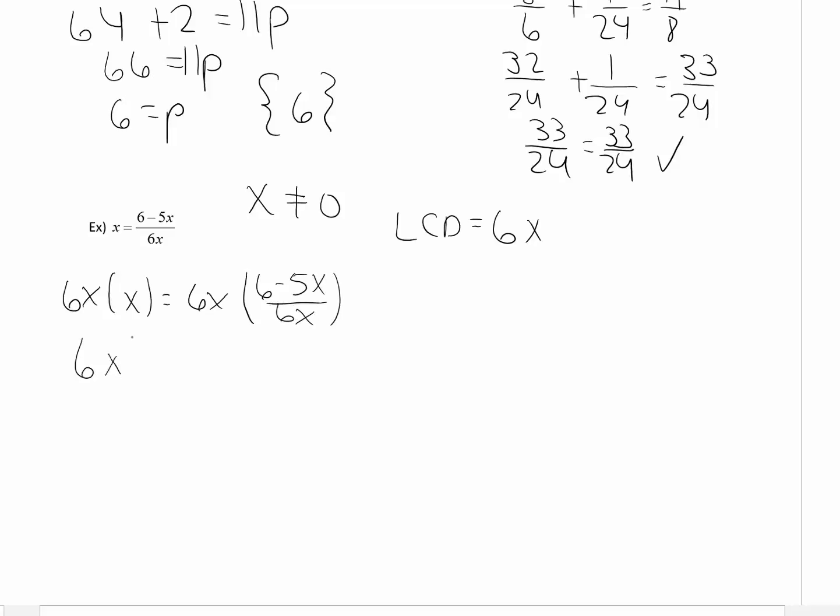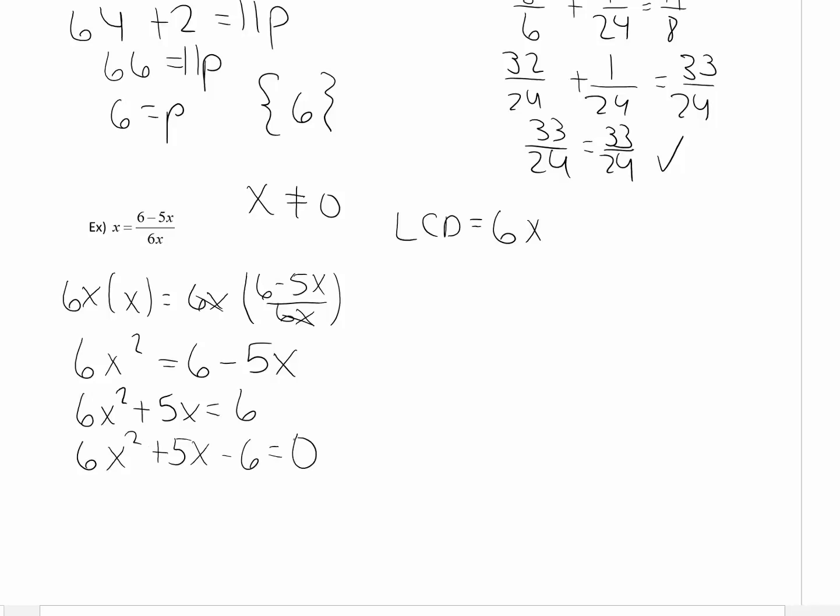On the left, we have 6x squared. On the right, they divide out. That equals 6 minus 5x. This is a quadratic equation, so I'm going to set it equal to 0. So I'm going to add the 5x, and then subtract 6. Okay, so there's no greatest common factor I can take out other than 1.